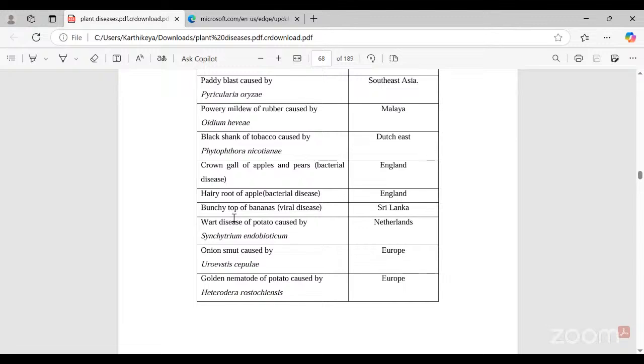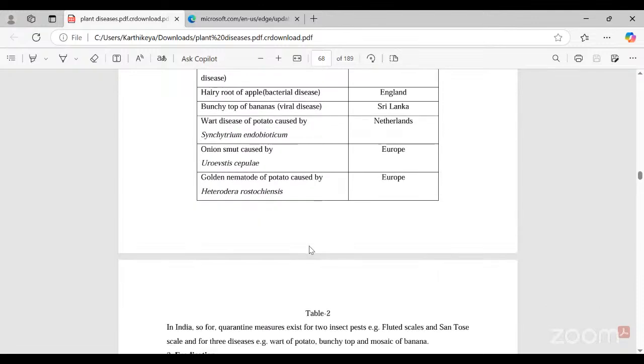Crown gall of apple and pear, a bacterial disease, England. Hairy root of apple, a bacterial disease, England. Bunchy top of banana, a viral disease, Sri Lanka. Wart disease of potato caused by Synchytrium endobioticum, Netherlands. Onion smut caused by Urocystis cepulae, Europe. Golden nematode of potato caused by Heterodera rostochiensis, Europe.